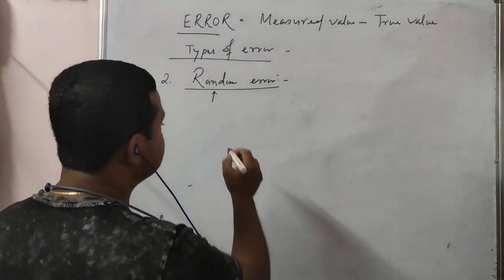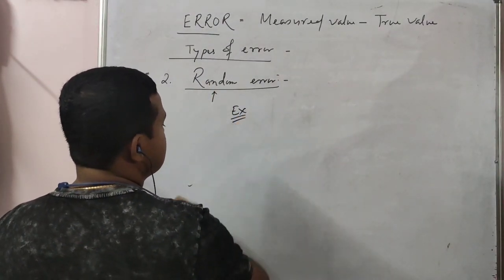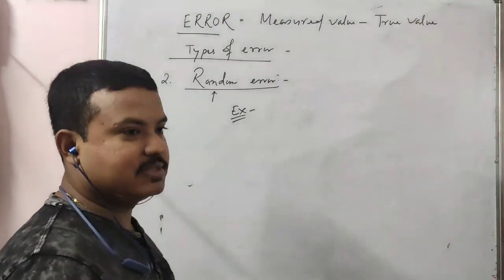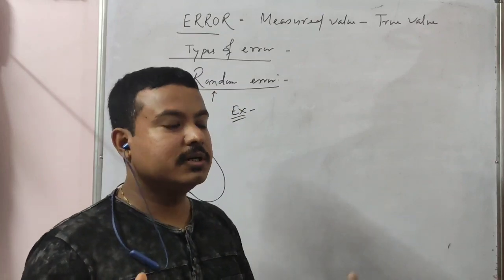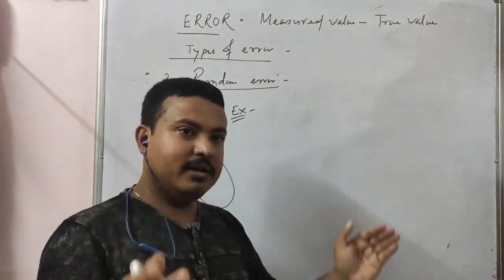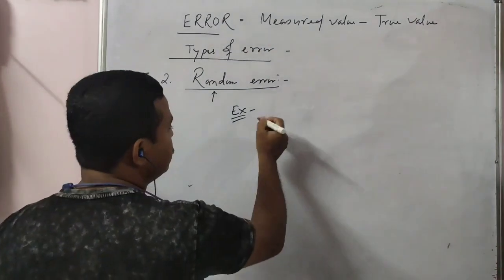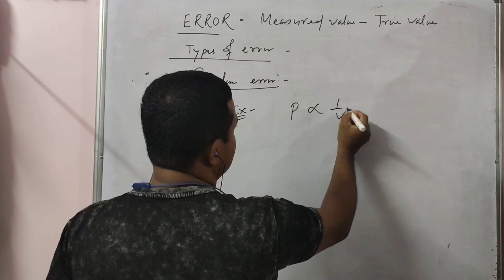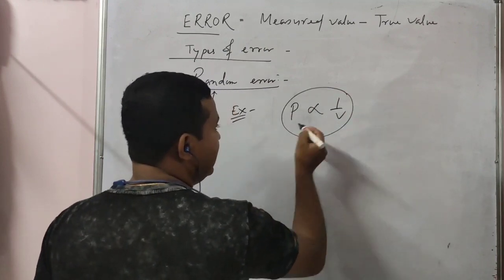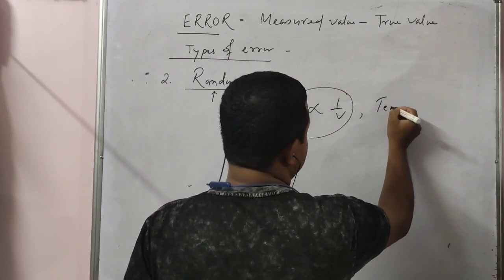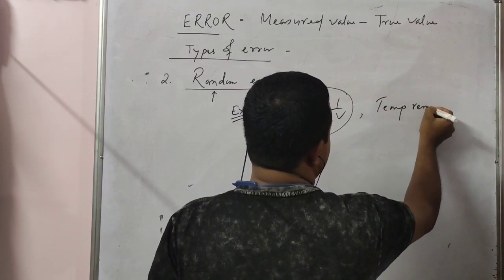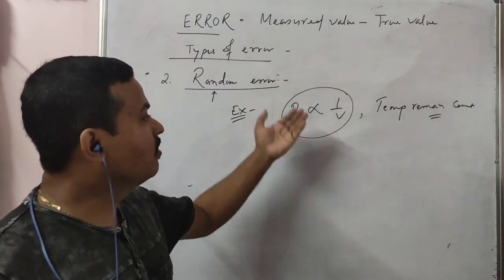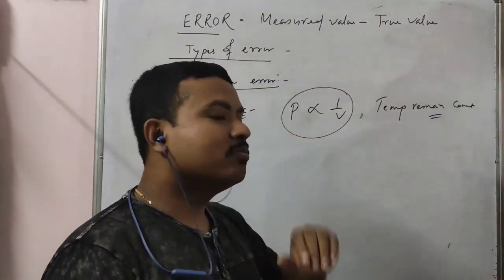You can take one example. Suppose you are measuring the air pressure of this room. So what do we use? We use Boyle's law. And what is Boyle's law? You know, pressure is inversely proportional to volume. But here a certain condition is there, that is, temperature must remain constant. If the temperature remains constant, then only you can use Boyle's law.